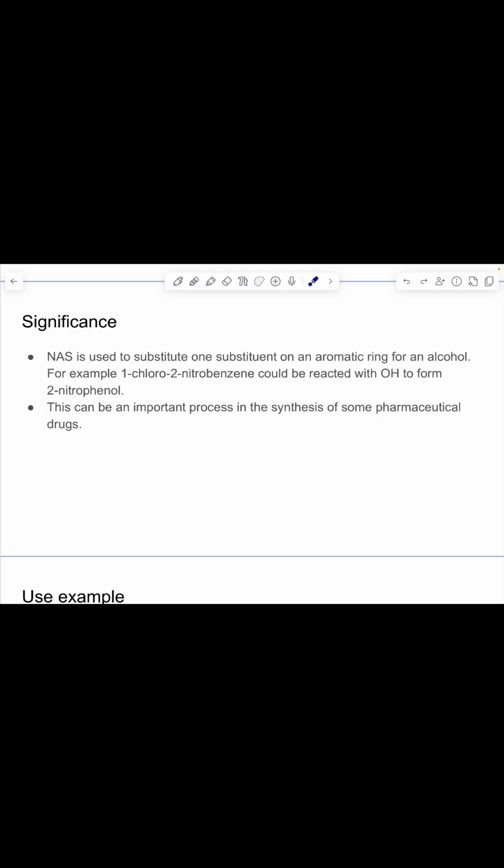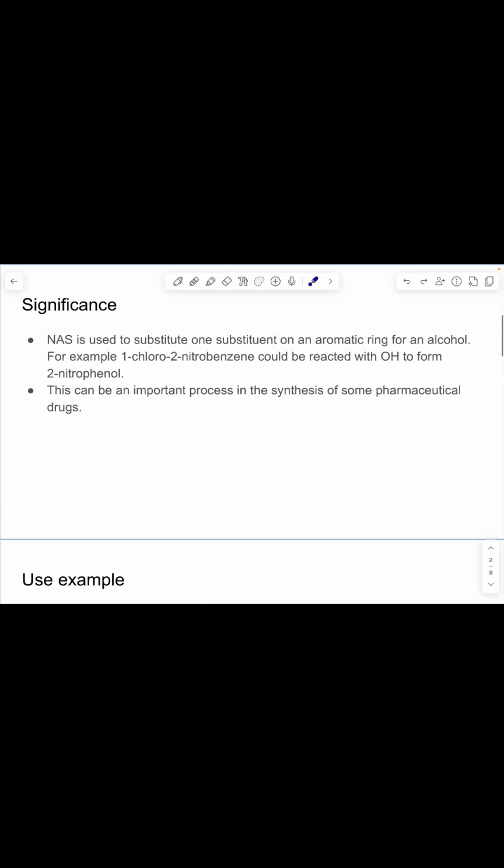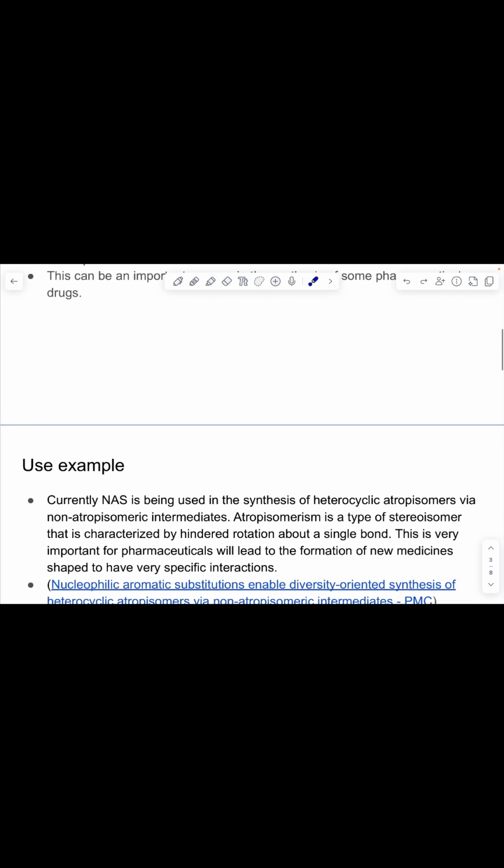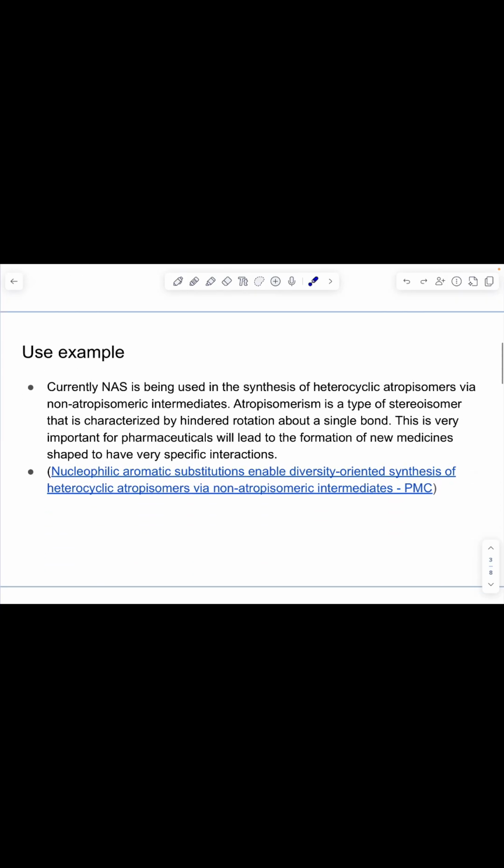1-chloro-2-nitrobenzene could be reacted with a hydroxide to form 2-nitrophenol, and this product is just the same as this, but the chlorine has been replaced with the OH group, making it an alcohol. This process is pretty important for some pharmaceutical drugs. It's used in some antimicrobial drugs. I don't really know the name of any of them, but yeah.